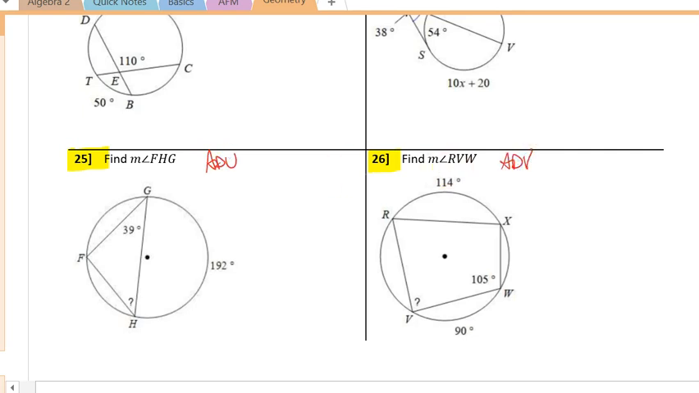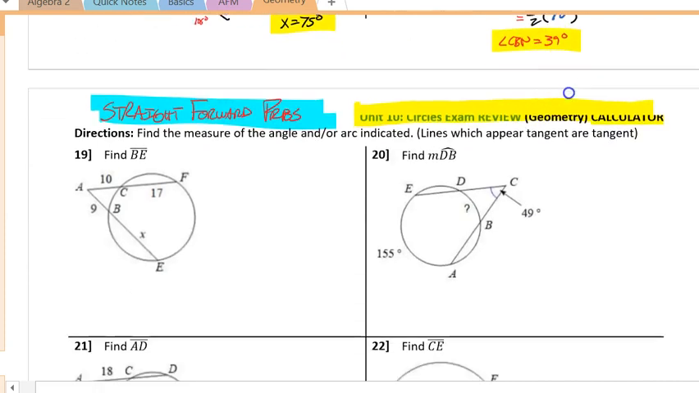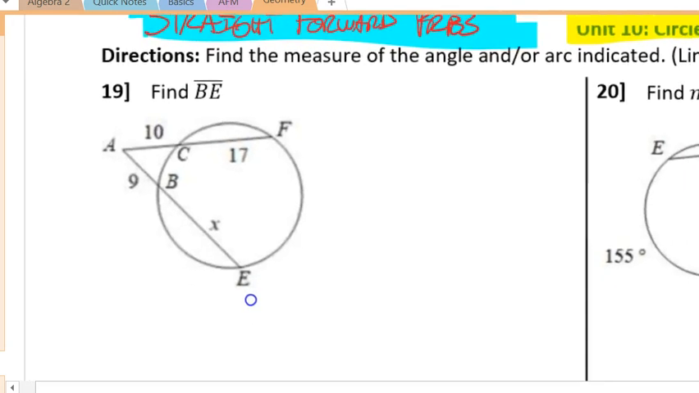But still nothing that we can't handle, and really just using our knowledge that there are 360 degrees in a circle. So let's jump into it on number 19.